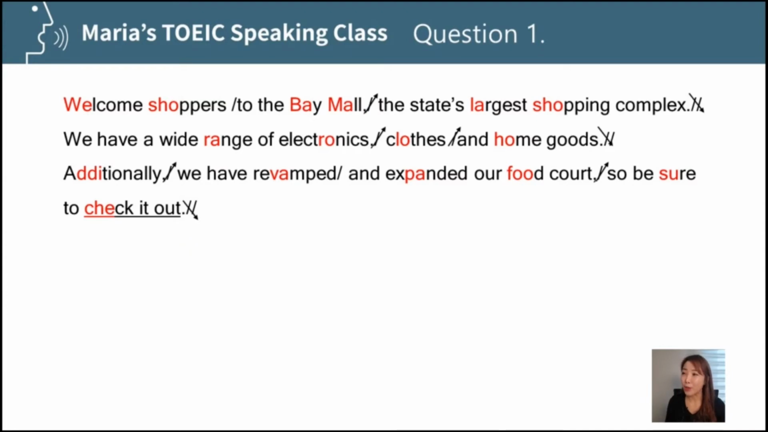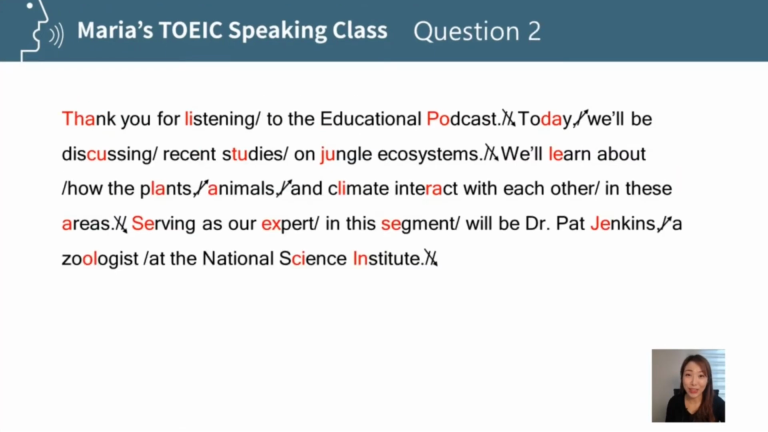Welcome shoppers to the Bay Mall, the state's largest shopping complex. We have a wide range of electronics, clothes, and home goods. Additionally, we have ramped and expanded our food court. So be sure to check it out. 자, check it out. 요거 연음 처리 기억해 주시고요.